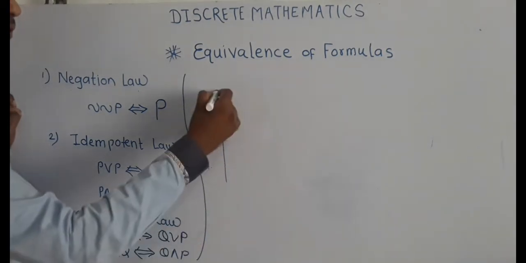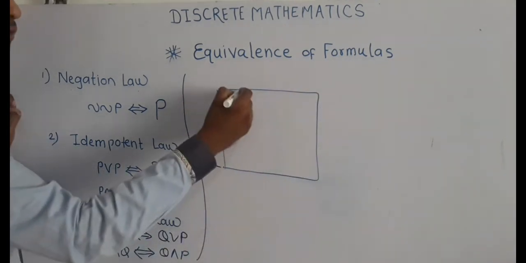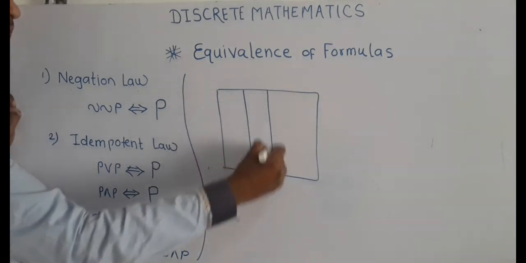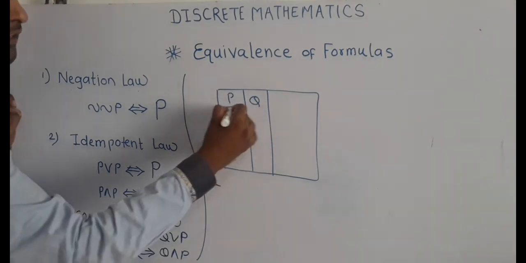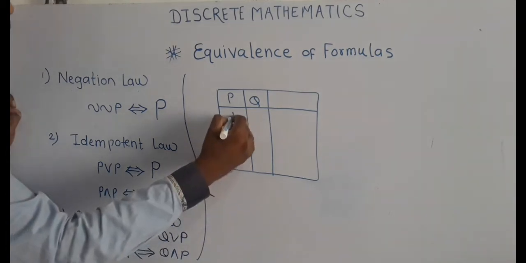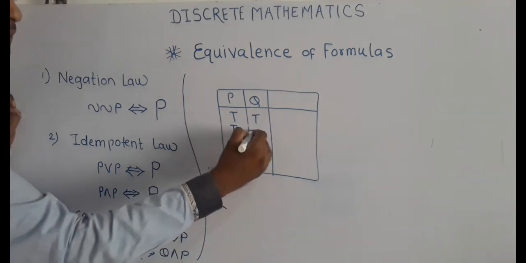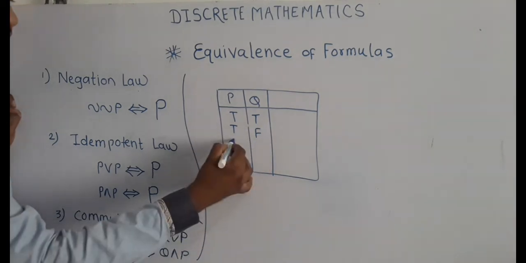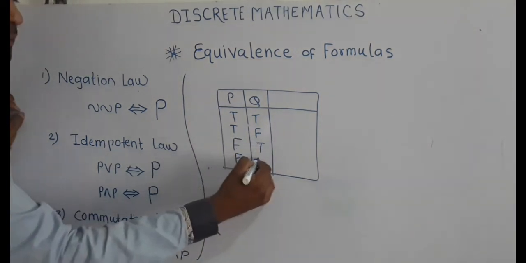If I have any one truth table for the two variables, P and Q, then there are four possible combinations. This P and Q may be TT, first may be T and second may be F, first may be F and second may be T, and both may be F.